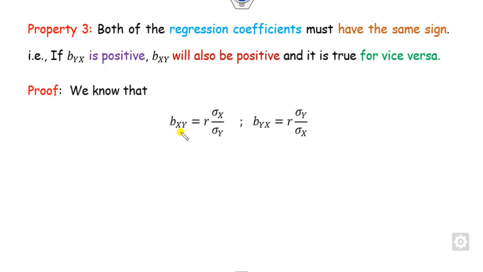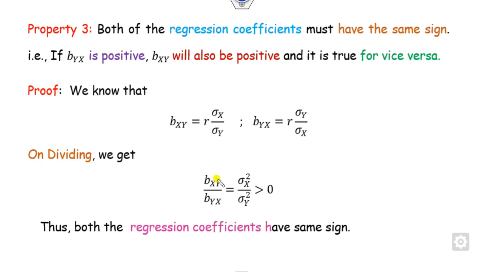That's again very simple. You can start with the definition of the regression coefficients. Now can I write this in this way? If you divide them, what will happen? This is a square quantity, which is always positive. So what is the meaning of that? bxy upon byx is always greater than 0. So it means either both are negative or both are positive. So that means they have the same sign.